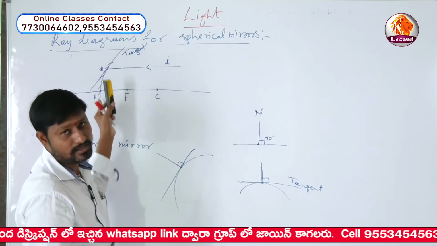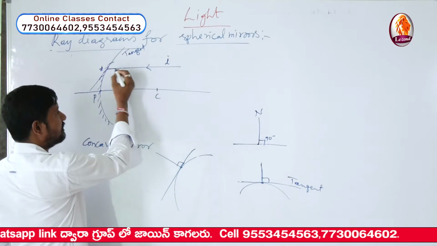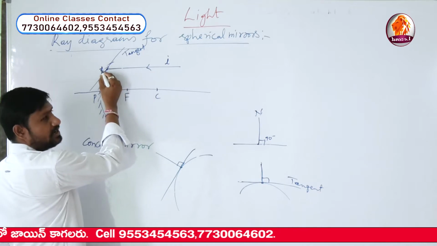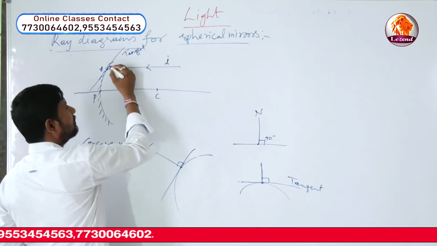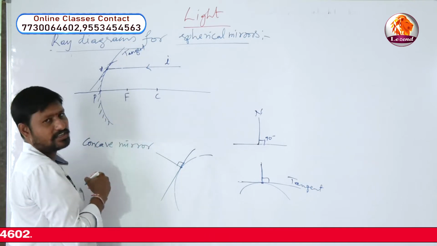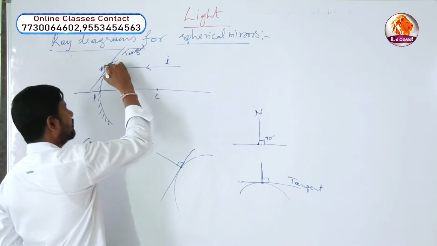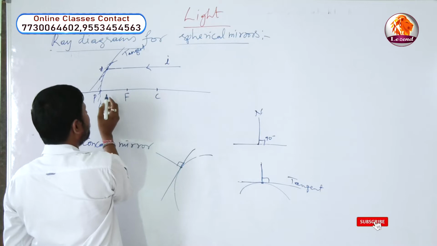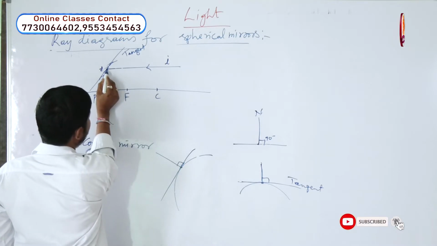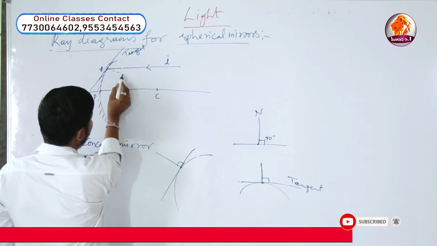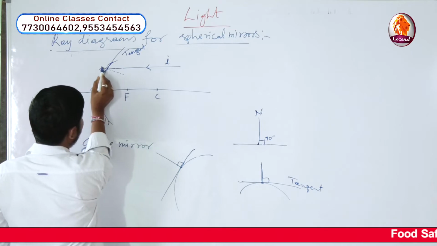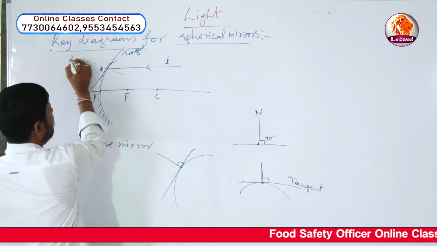Here, this is the incident ray, and this is the point of incidence A. At this point we have drawn the tangent. With respect to the tangent, we have to draw the normal. If we draw the normal, it looks like this now. So this will behave like a normal.